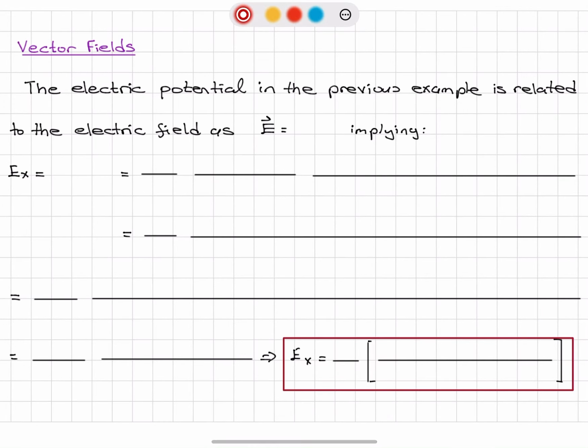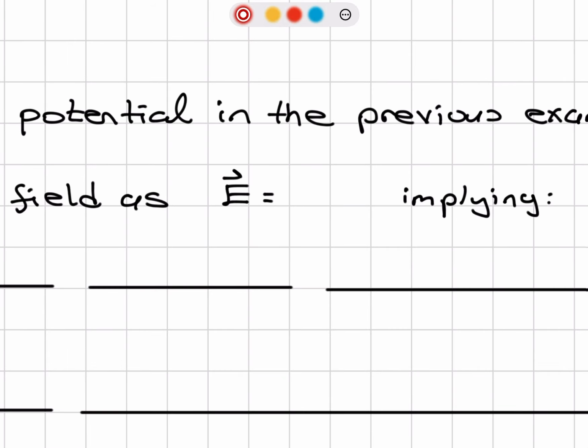We will continue with the vector field that's associated with the previous scalar field. And we're basically going to consider the electric field that corresponds to the electric potential in the previous example. And we know that those two are related by the electric field is equal to minus the gradient of the potential, minus gradient of phi.